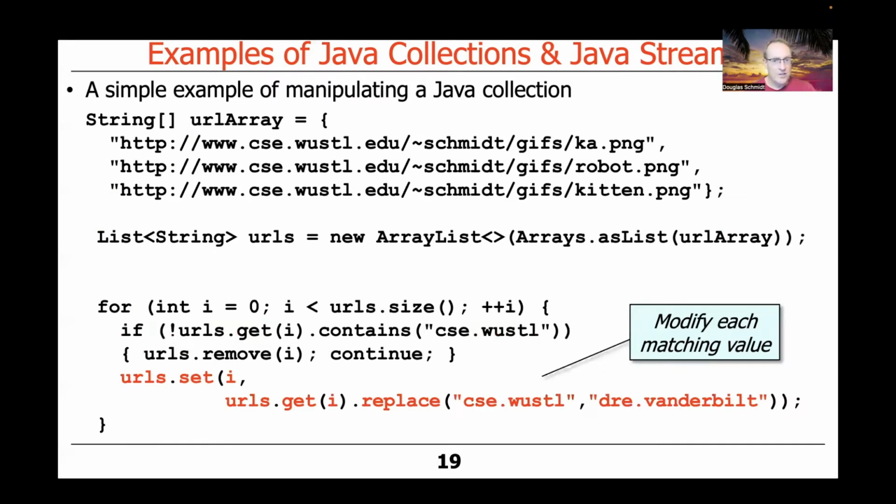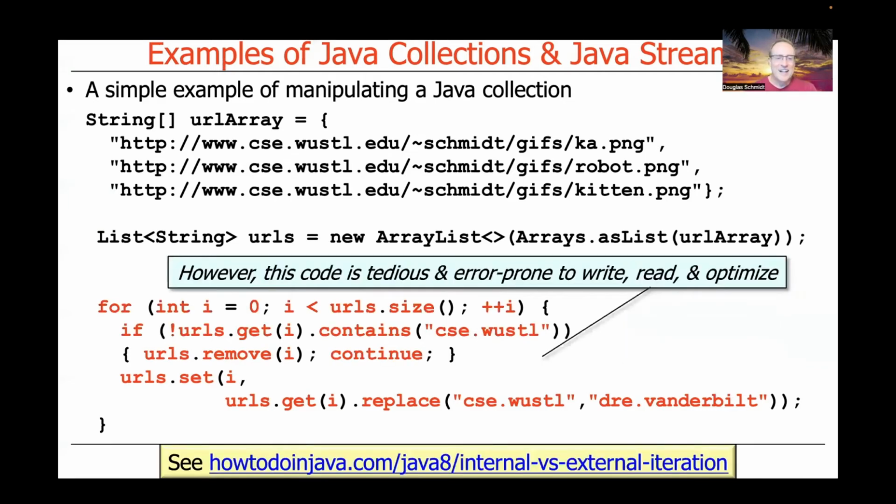If it does contain the CSE.WSTL substring, we then go ahead and replace CSE.WSTL with Theory.Vanderbilt, which is my current website. And we set the value into the URLs list or array list, which is why we had to make it not immutable, make it mutable.